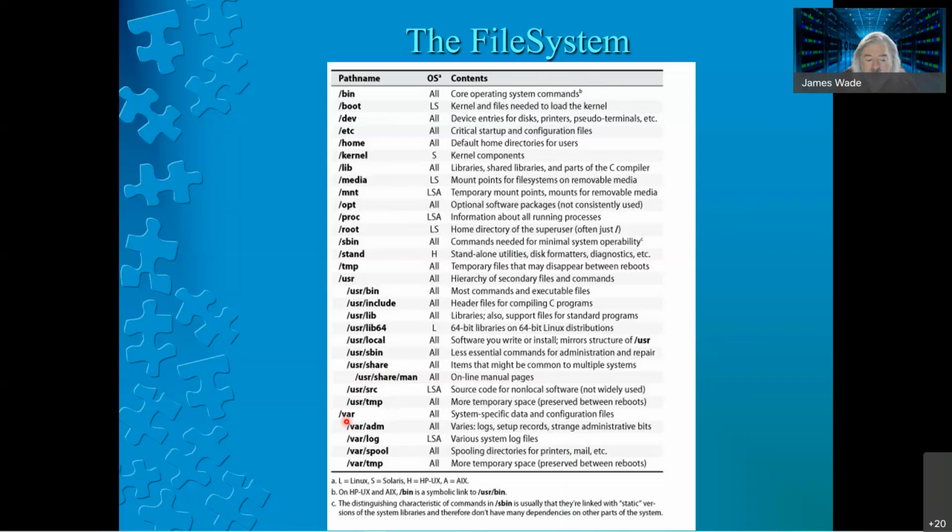And then /var is another important one. /var is where all of the log files are, or spooling files, or more temp space. So /var/spool is for like print spoolers or mail spoolers. /var/log is where basically you have log files, and /var/adm is more log files. So you have all these log files predominantly in two directories, /var/adm or /var/log. You'll notice /var/adm on Solaris and AIX, and here you've got Linux for /var/log. Okay, so all of these directories are very important for you to know if you're going to be a Unix systems administrator.